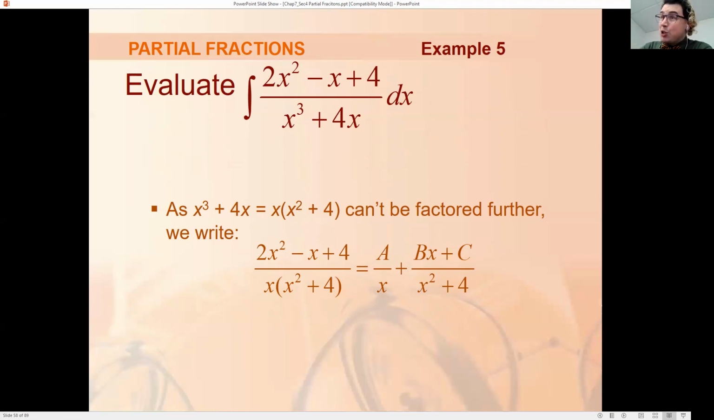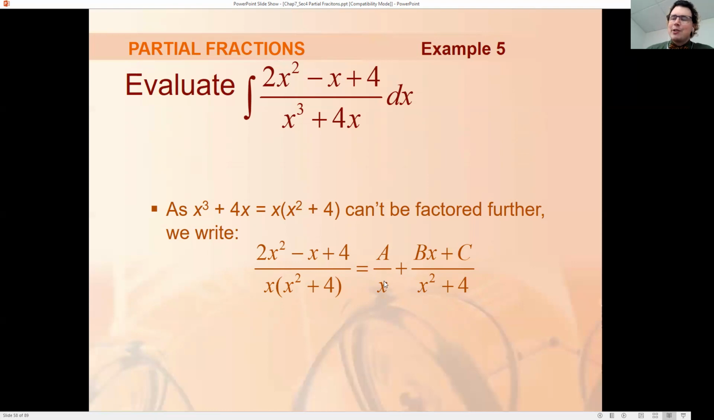So I have my intuitive geometric reasoning as to why this is irreducible. And if I really wanted to, I calculate my b squared minus 4ac, and I get, well, 0 minus 16. Negative 16 is definitely a negative number. So again, I have another reason why this does not factor any further.